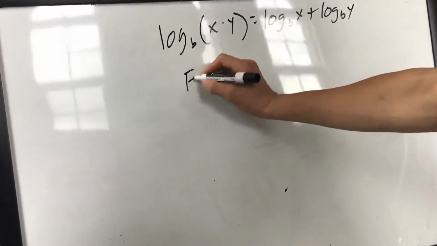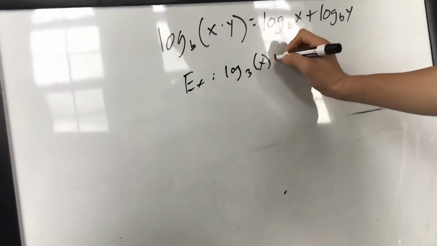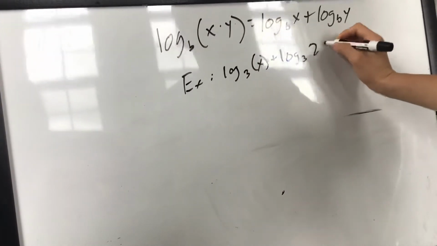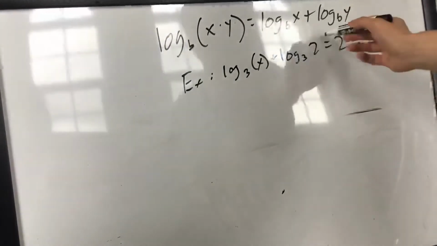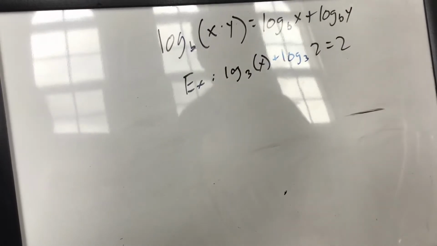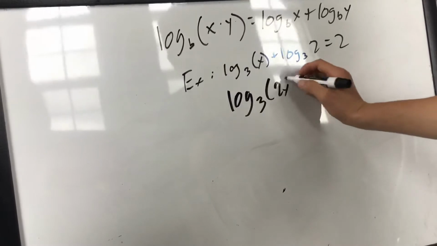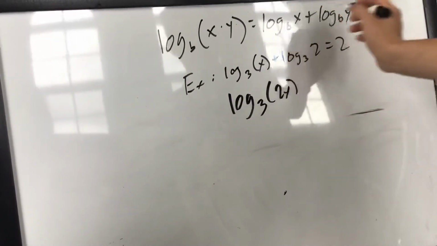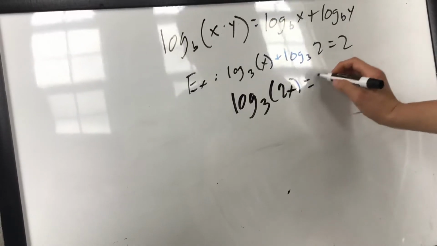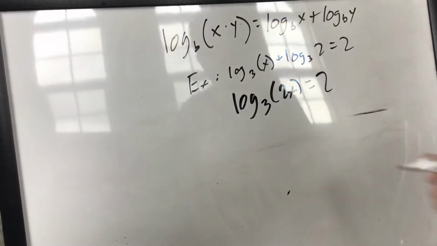Let's say you have log 3 of x plus log 3 of 2 equals 2. Now you don't know what log 3 of 2 is because it's some number that you can't really solve for without a calculator. However, you can do this. Log 3 of 2x, because there's a 2 right here, there's an x right here, and they're added to each other, so you can multiply them by each other and put it under the same parentheses, and then the 2 stays the same.